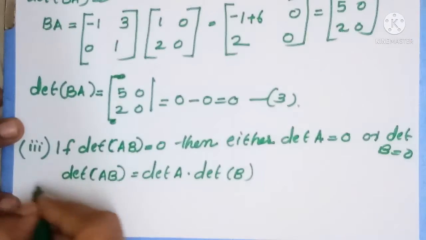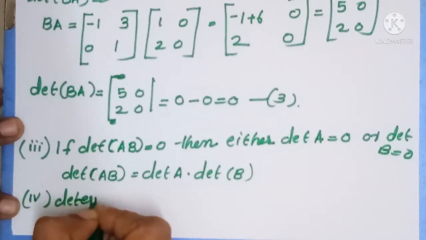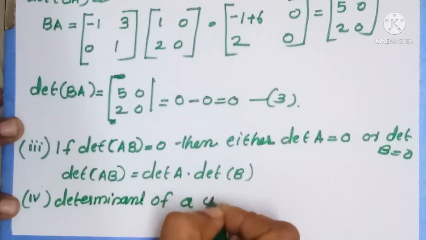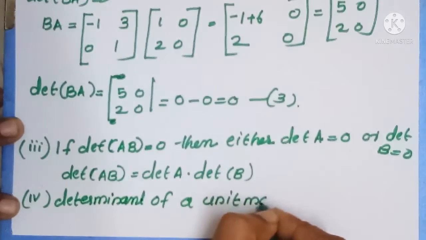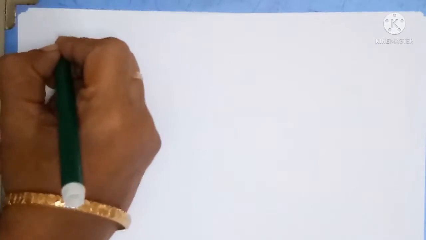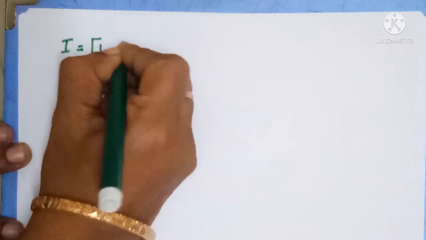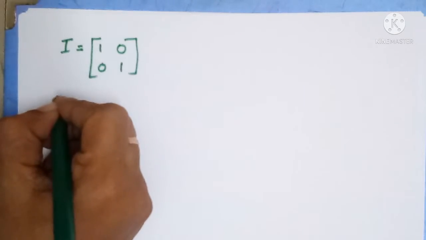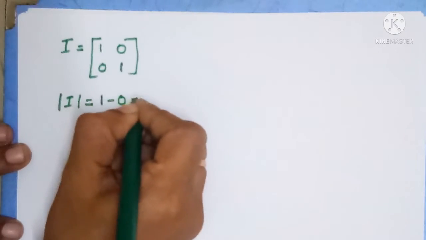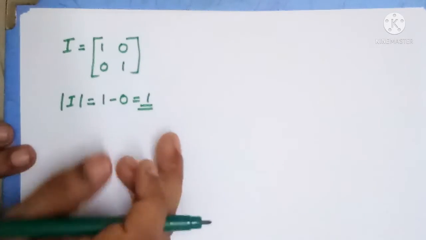Also, another important note, that is the fourth one: determinant of a unit matrix is equal to 1. How can we write a unit matrix? I is equal to [1 0; 0 1]. How can we find the determinant of I? 1 into 1 becomes 1 minus 0. It should be equal to 1. So, the determinant of any unit matrix should be equal to 1.